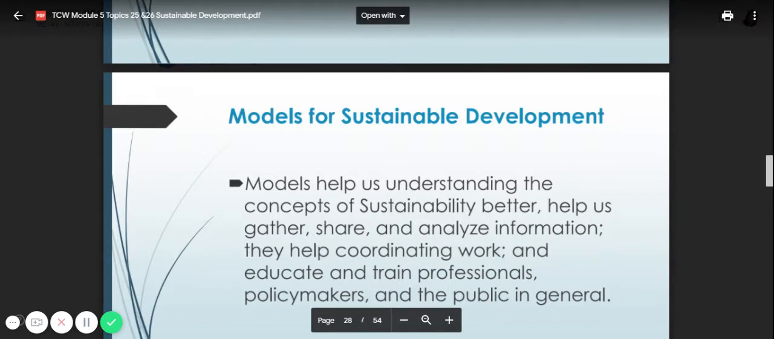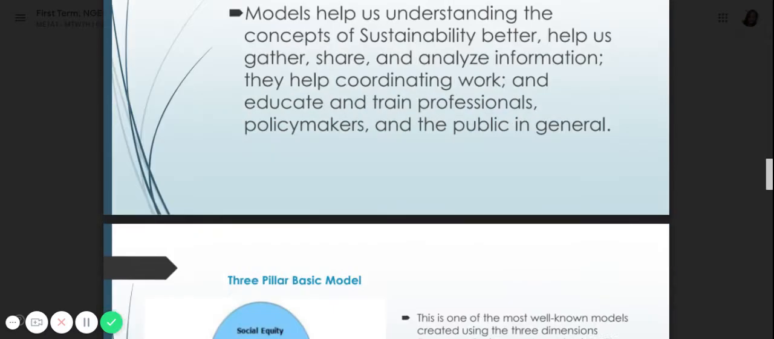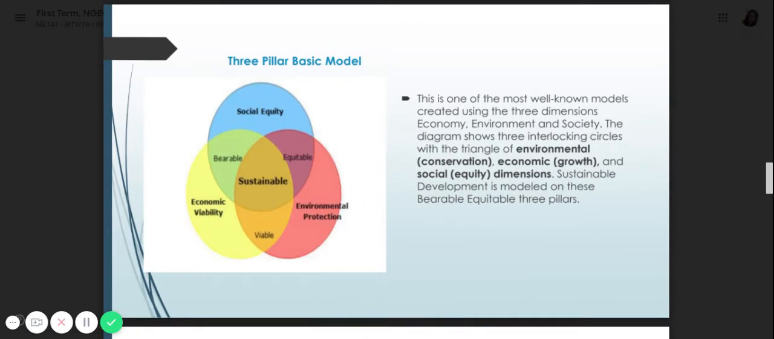Models of sustainable development. We have a lot of models. Actually, we have three models which help us to understand the concept of sustainability better, help us gather, share, and analyze information. They help coordinating work and educate and train professionals, policymakers, and the public in general. So first up, we have this first model which is focused on environmental conservation, economic growth, and social equity or dimensions. Sustainable development is modeled on these three equitable pillars. The first model that we have.